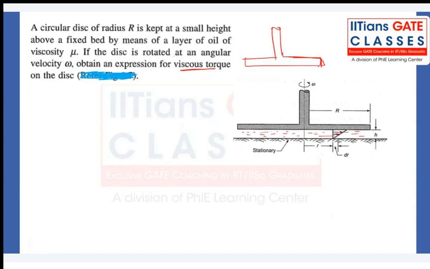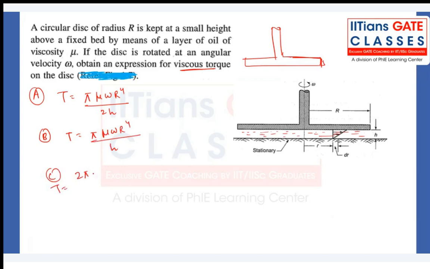Okay, let me give the options. Just wait. Option A: pi mu w r to the power 4 divided by 2h. Option B: pi mu w r to the power 4 divided by h. Option C: 2 pi mu w r to the power 4 divided by h. Option D will be 0.